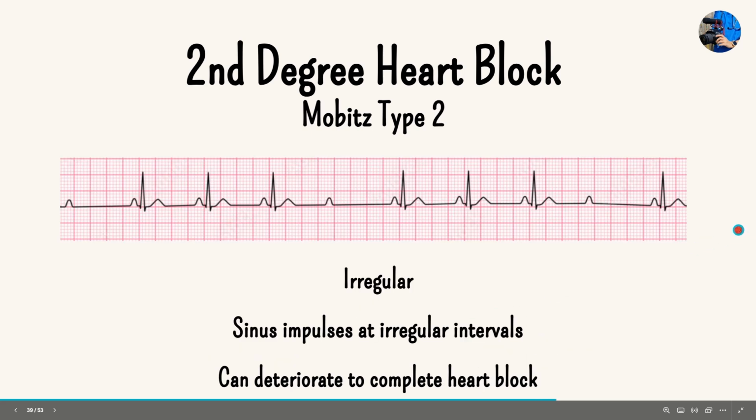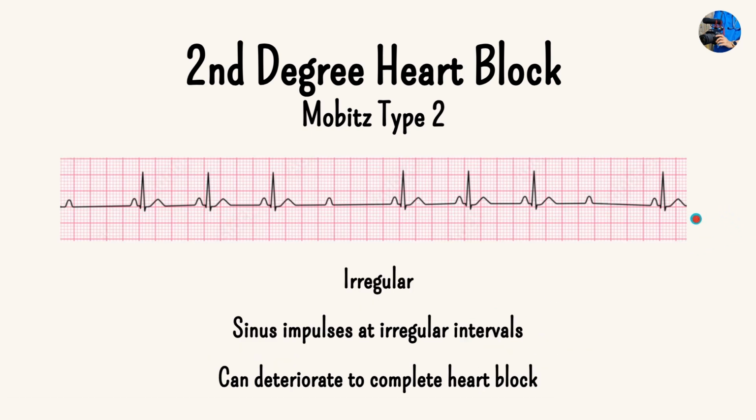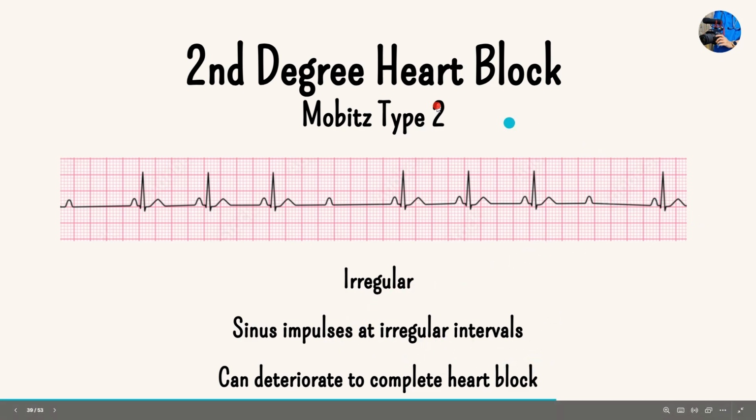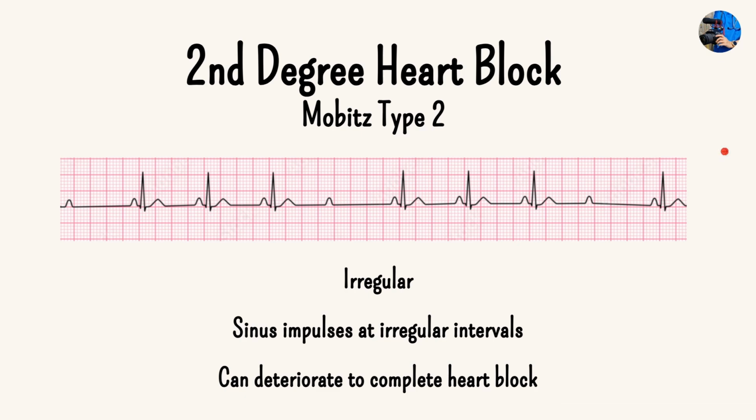Mobitz type 2, however, is a bit more dangerous because it can deteriorate to the third type of heart block, which is complete heart block, and we'll talk more about that as well. I've seen this in exams. It can actually be quite confusing to differentiate a Mobitz type 2 from a complete heart block, but the thing to know here is that your sinus impulses are at irregular intervals.